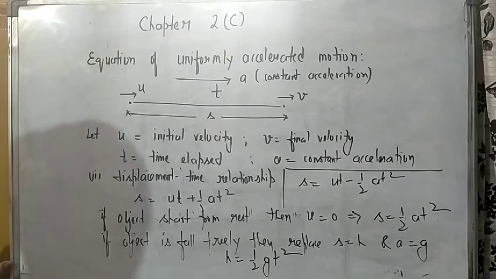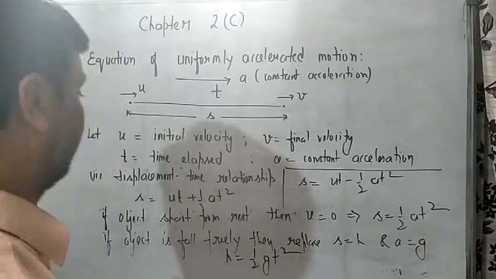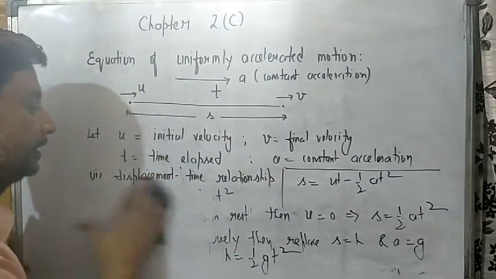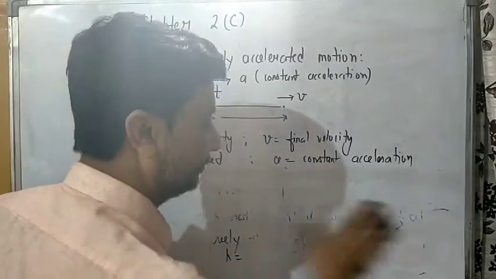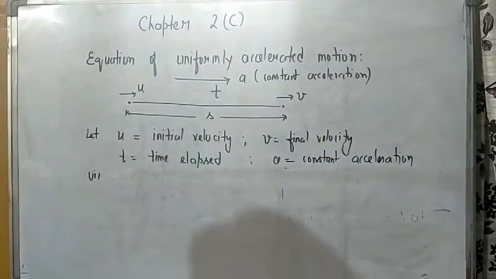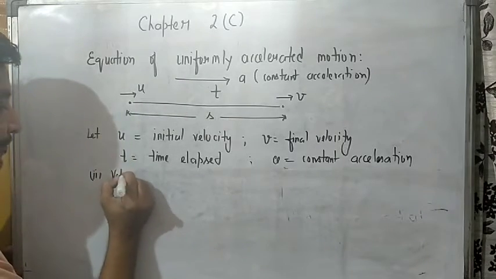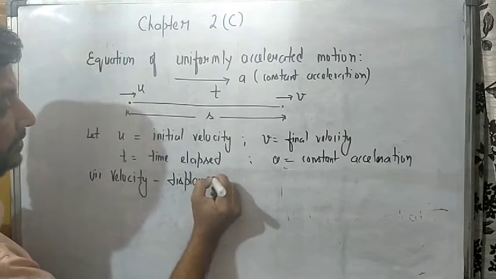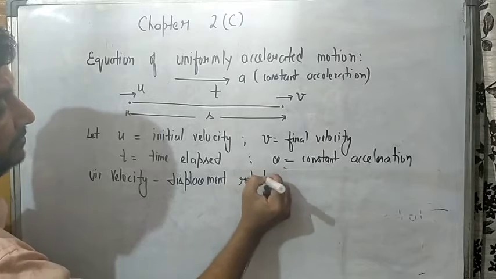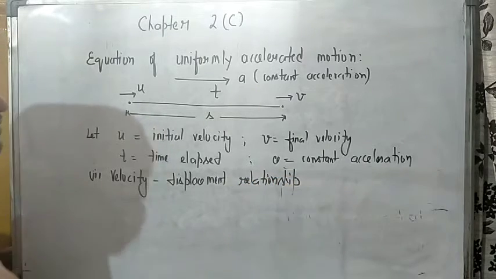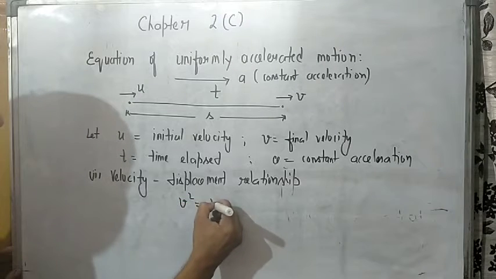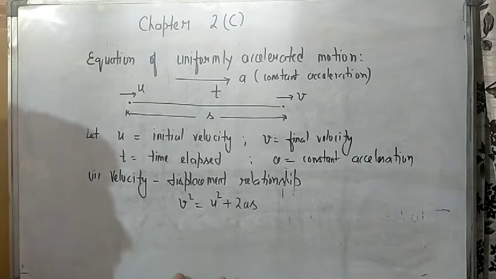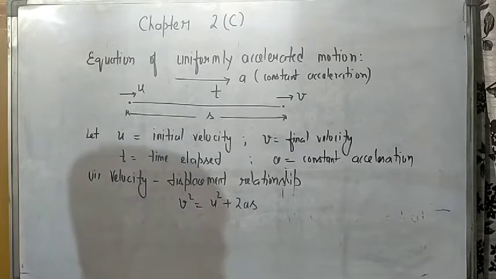Now that is the velocity displacement relationship: the change in the velocity with the distance. This is known as the velocity displacement relationship. So v square is equal to u square plus twice as. You know that the symbols have their usual meaning. V square is equal to u square plus twice as.